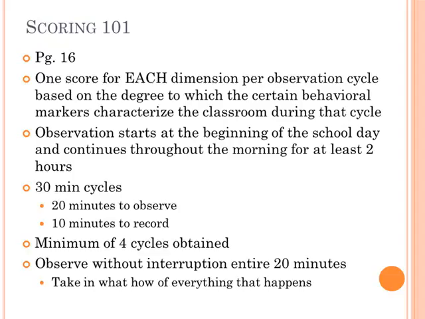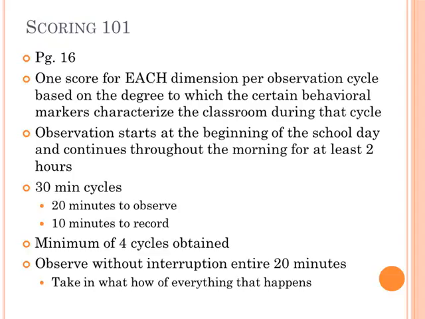So when they say cycles, again, this is an incredibly in-depth observation tool. You have 30-minute cycles. You have to observe for at least 2 hours, so at least 4 cycles, and you choose one dimension to observe in that cycle. Following me still? So you have 30 minutes per cycle: 20 minutes to observe, all you're doing is observing. You are not writing anything down during those 20 minutes. 20 minutes to purely observe, and then 10 minutes to write things down.